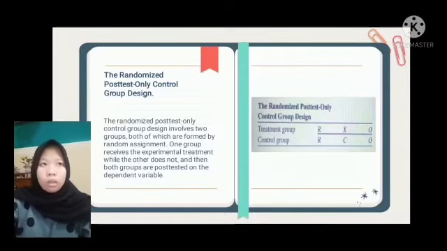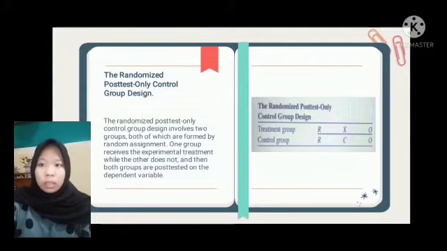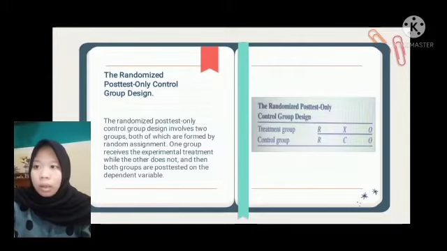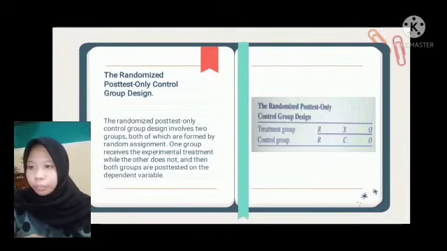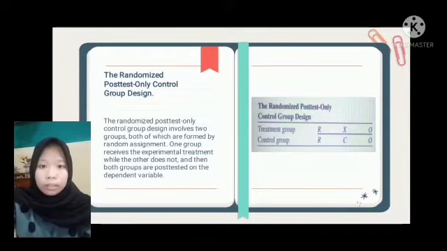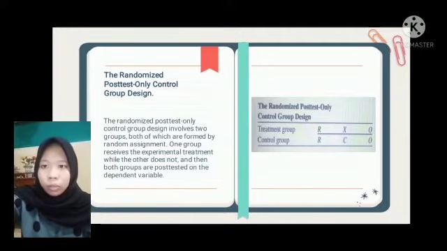There are many group designs in this study. The first one is the randomized posttest-only control group design. In this design, both groups are formed by random assignment. As you can see, there is the design: the treatment group R X O, and then the control group R C O.